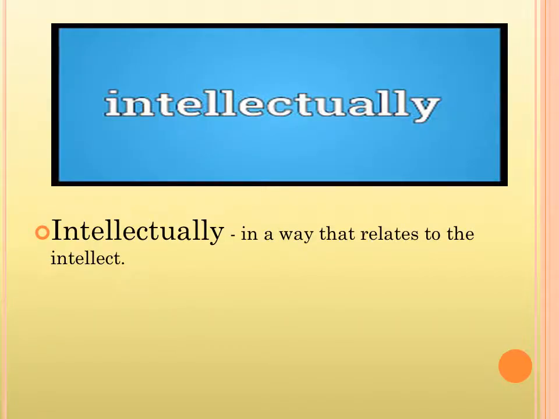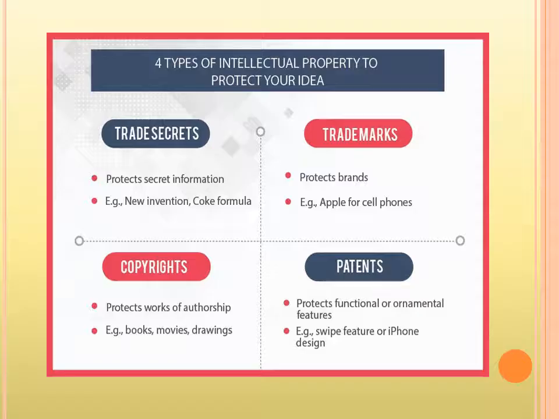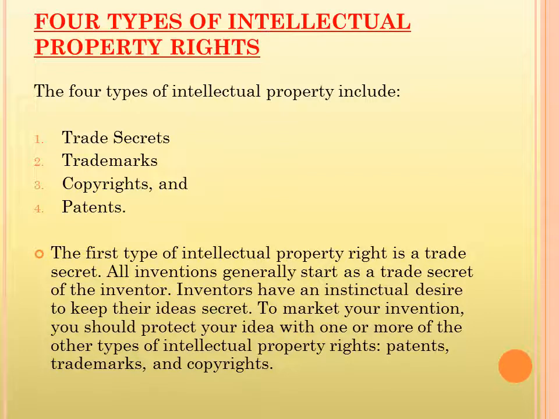So let's move on to the next topic, intellectually. Intellectually is a way that relates to the intellect. So this is the meaning. So next, there are 4 types of intellectual property to protect your idea. First, trade secrets, trademarks, copyrights, and patents.